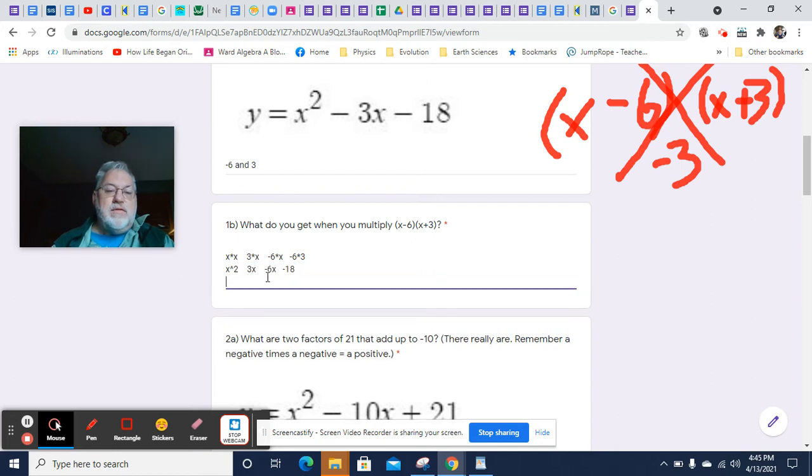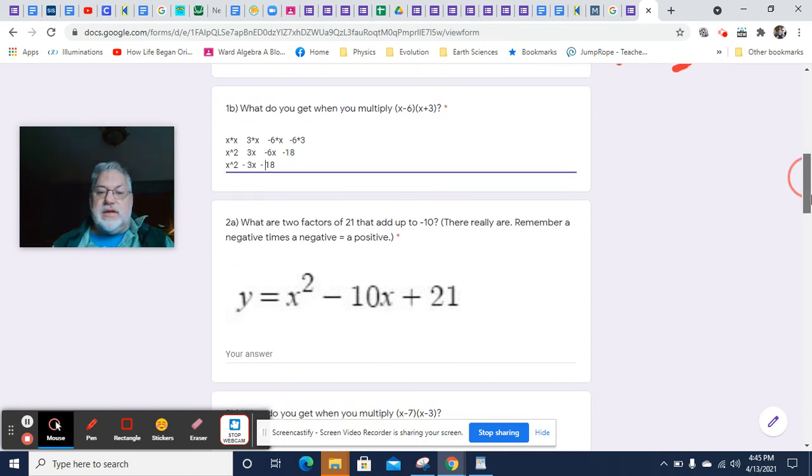By the way, if there's no negative, we assume it's addition. Okay, so 3x minus 6x is going to get us negative 3x. So bring that over here. Negative 3x. And then we can just make this subtraction since that's negative. And that's our answer. And in fact, it is exactly right. If your assumption was x minus 6 times x plus 3 got you x squared minus 3x minus 18, you were absolutely right. Well, let's take a look at the next one.